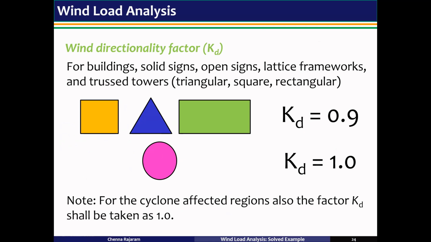The factors are as follows. The description of the factors are as follows. KD, that is the wind directionality factor. For buildings, solid signs, open signs, lattice frameworks, and truss towers in triangular, square, and rectangular shapes, the value of KD is taken as 0.9, and for circular shapes, the value of KD is taken as 1. For the cyclonic affected regions, also the factor KD shall be taken as 1.